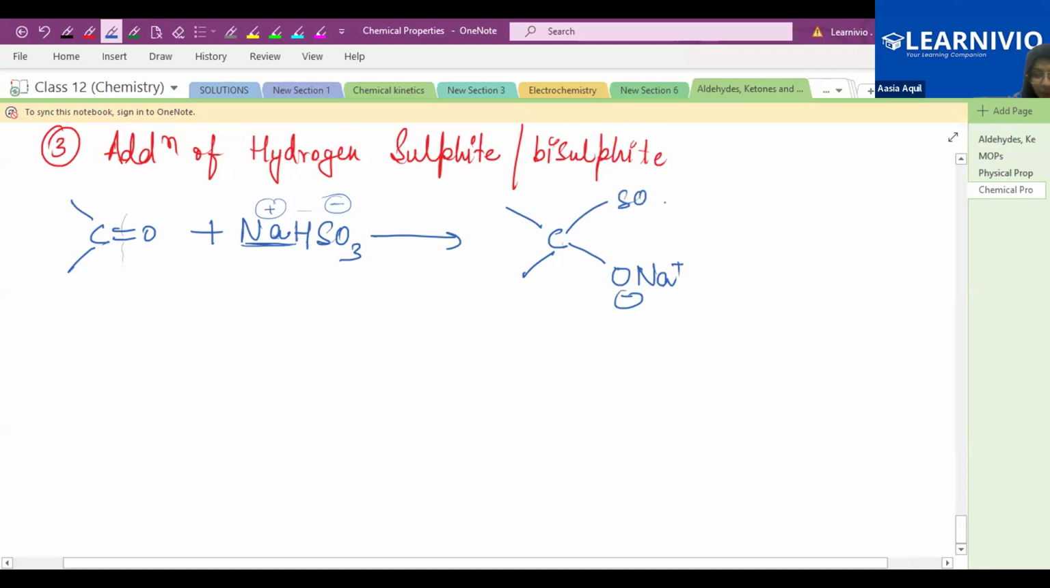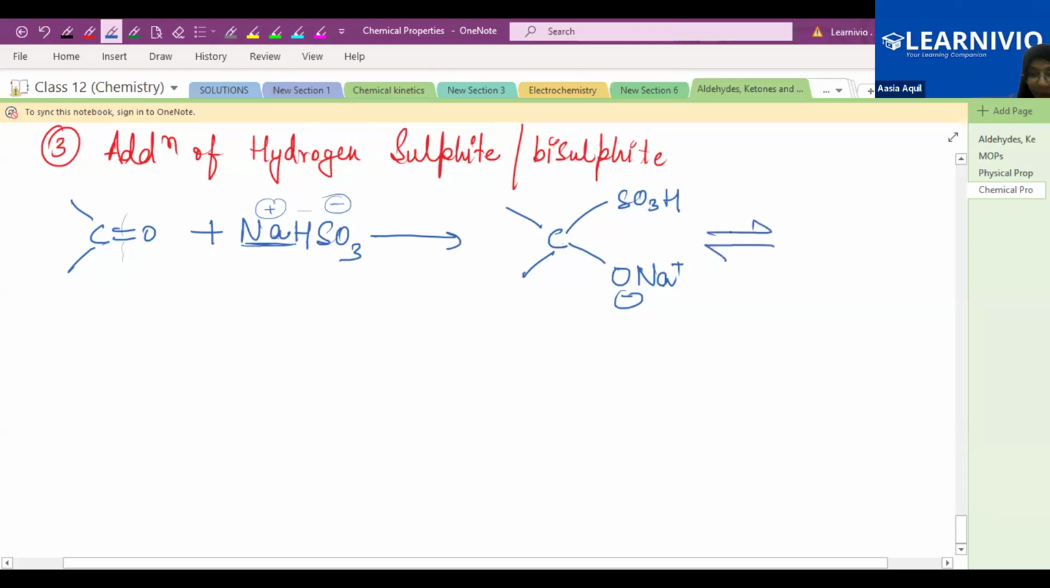First you have to prepare this. Again, see this. This is NaHSO3. Okay, so what you have to do is break this bond. This pi bond you have to break. And to this oxygen just attach the sodium. And the remaining group other than the sodium, the HSO3 group, is attached to the same carbon. On the same carbon you have to do the attachment, right? SO3H.